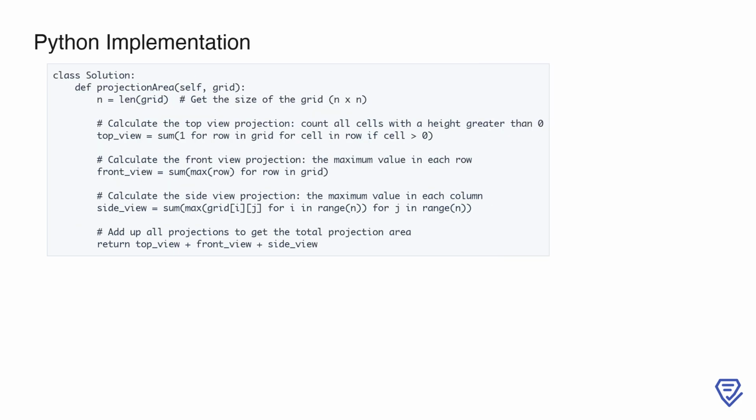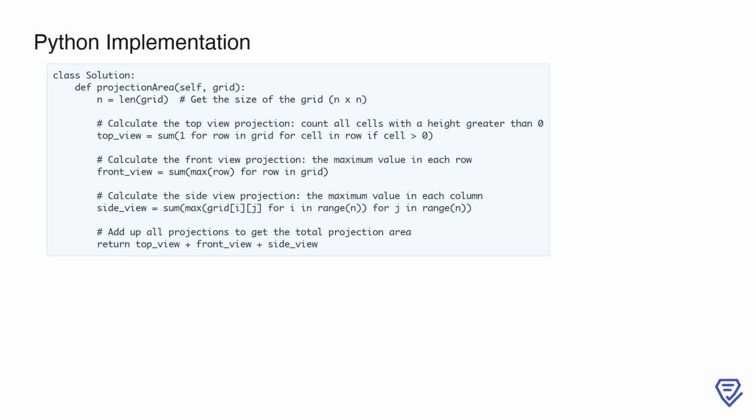This implementation calculates the total projection area of the 3D shape represented by the grid in three parts: top view, front view, and side view. Explanation of the code. 1. Initialization. The function starts by determining the size of the grid, n, which is assumed to be square, n by n. 2. Top view calculation. The top view projection is calculated by iterating through every cell in the grid and counting the number of cells with a height greater than 0.